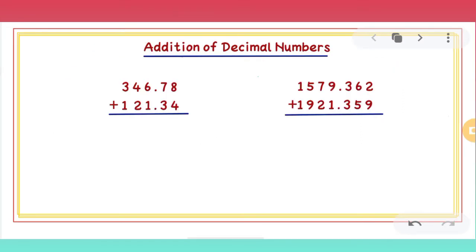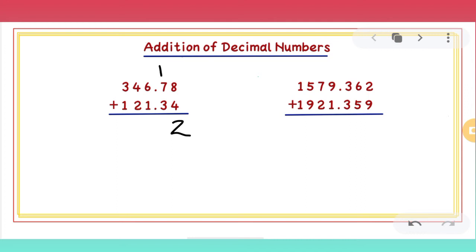Now let's learn how to add decimal numbers. Addition of decimal numbers is no different, it is the same as normal addition. We simply have to add, and if the number is greater than 9, we have to take the carry to the next number. So let's see. In this case 8 plus 4 will give us 12. So 2 will be here, carry 1.